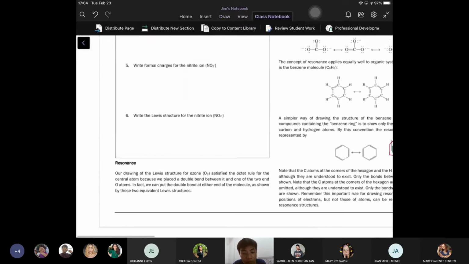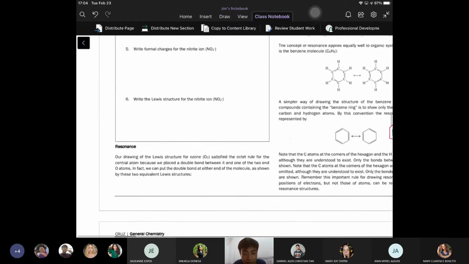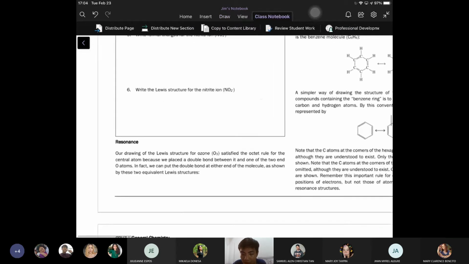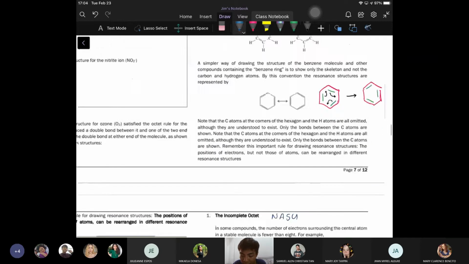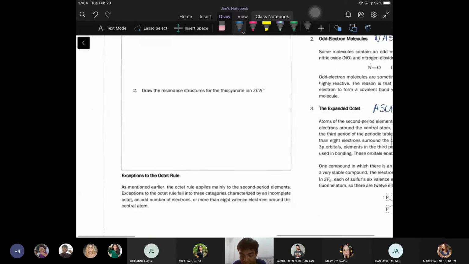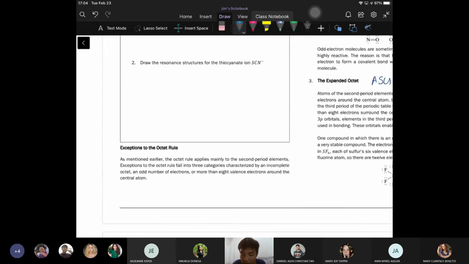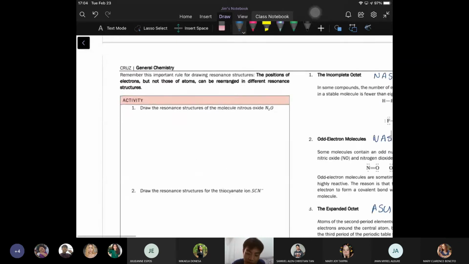Ano uli importance ng resonance? Stable sila. So mga molecules na may resonance, they possess special stability. Hindi agad-agad sila nasisira, hindi agad-agad sila reactive. Okay, so let's now proceed with ito, sagutan natin.